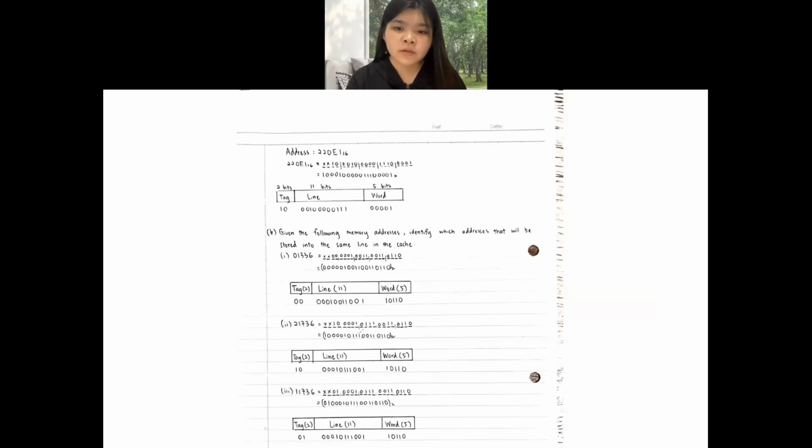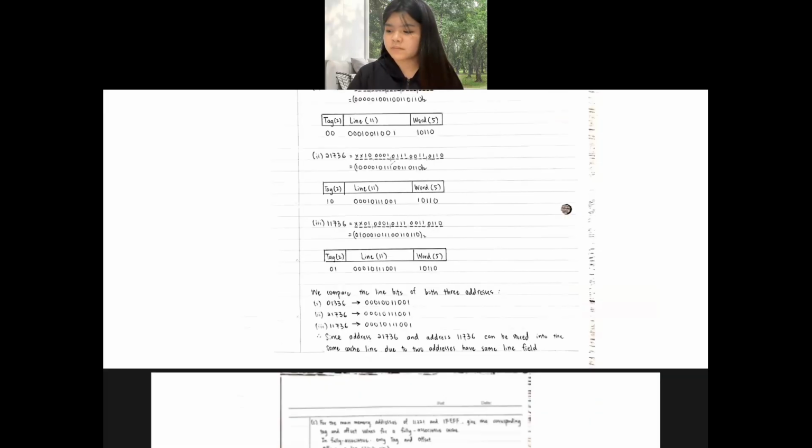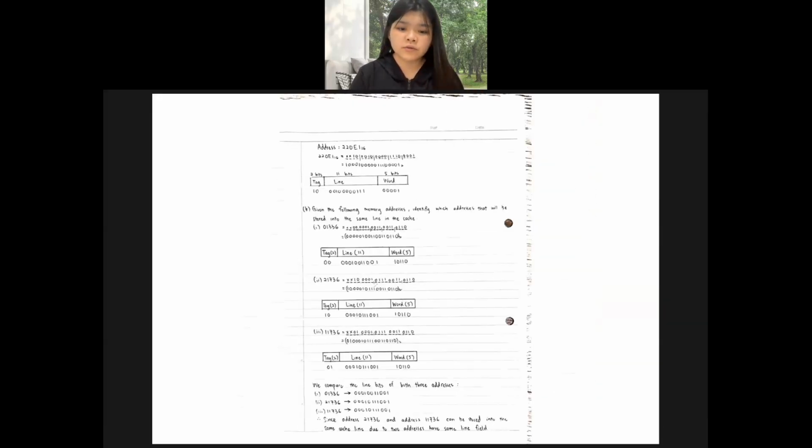And for question B, we are finding which addresses will be mapped into the same line in the cache. So for this, we will also change the format into binary and split into the 3 parts. Then for this part, we are focusing on the line bits. So we compare the line bits of the 3 addresses, and we get the answer that 21736 and 11736 can be stored in the same cache line since they have the same line field.